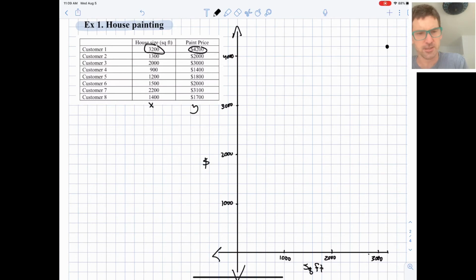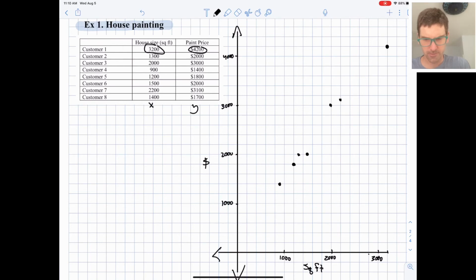So that's our biggest house right there. Over 1,300, up 2,000. That's going to be right there. Again, the most time-consuming part is just plotting the points. Over 2,000, up 3,000. It looks like points are falling in a straight line, so that's kind of nice. 900, 1,400 is right there. 1,200, 1,800 right there. 1,500, 2,000 right there. 2,200, 3,100 is way up here. And 1,400, 1,700.